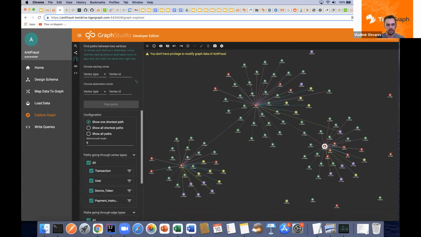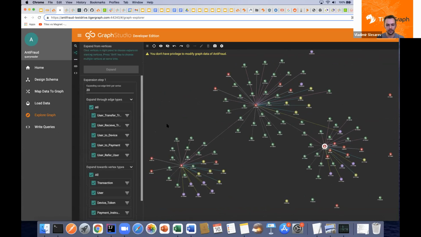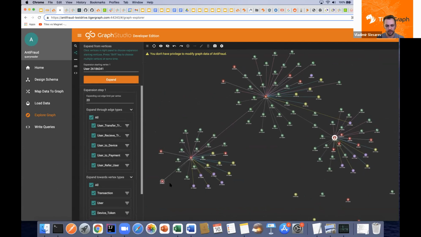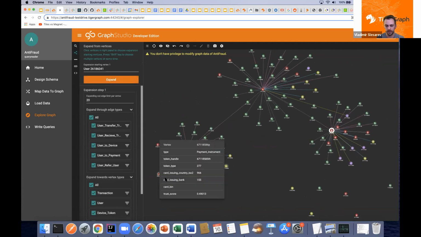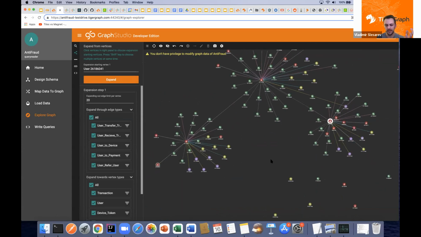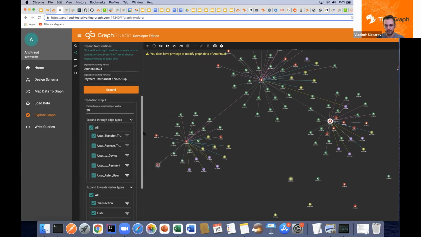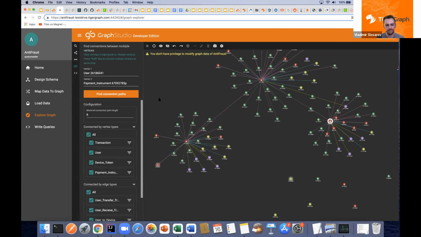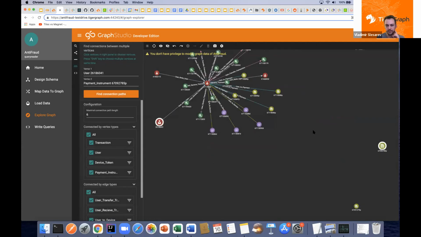For instance, the ability to find a connection from a particular user. Let's say I have one user here on one side of the graph. And then if I want to understand how this user is connected to a potential payment instrument somewhere deep in my data, with Graph this is a simple front-end query that we actually have directly available in the UI. This is a connection mining query.